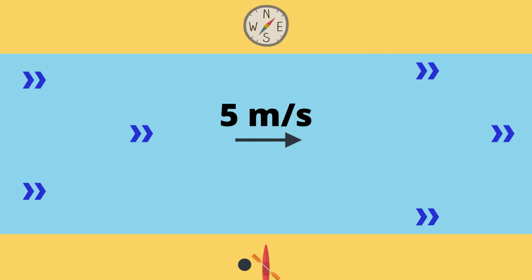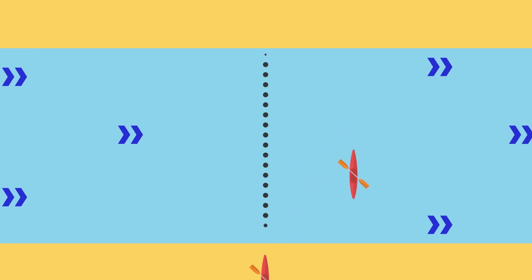Let's picture the situation. Imagine standing on the shore of a river. The water is flowing to your right, east, at 5 meters per second. You're in a boat, and your goal is to row straight across to the opposite side of the river, directly north. But here's the problem. The river's current is trying to push you sideways, east. How can you make it straight across? Let's figure this out step by step.